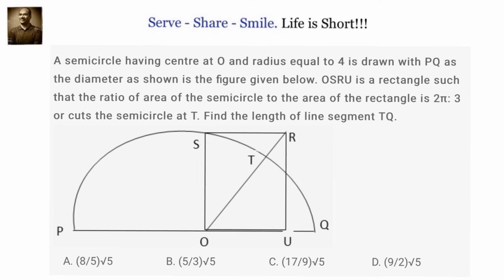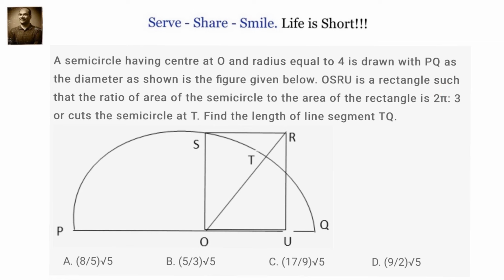We have been given a semicircle with radius of 4 units and there is a rectangle OSRU in such a way that OS is the radius and SR we don't know. But we know that the ratio of area of the semicircle to the area of rectangle is 2 pi by 3. Given to us that the radius is 4. So OP, OS, OT, OQ, all of them are equal to 4 units. So we can just go ahead and write that.